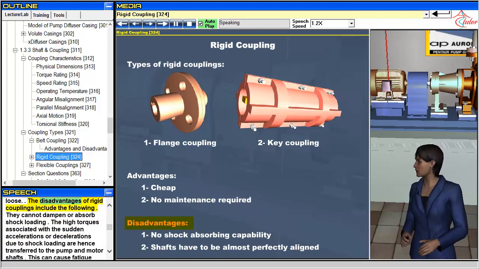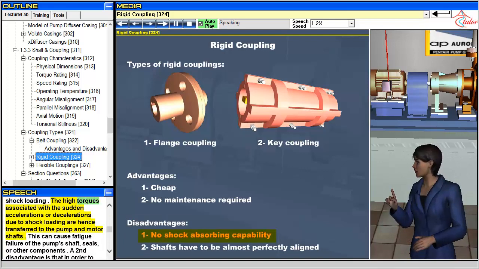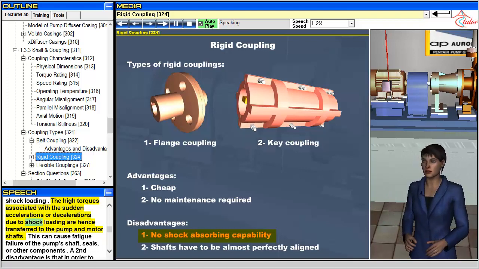The disadvantages of rigid couplings include the following. They cannot dampen or absorb shock loading. The high torques associated with the sudden accelerations or decelerations due to shock loading are hence transferred to the pump and motor shafts. This can cause fatigue failure of the pump's shaft, seals, or other components.